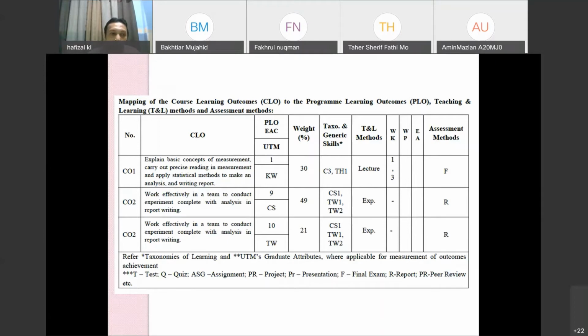And then for CO number 1, which is explain basic concept of measurement, carry out precise reading in measurement, and apply statistical method to make an analysis and writing report. CO number 1 is basically focused on the lecture. I will give a lecture, and the lecture consists of 14 weeks. The content of the lecture is basically the information related to the measurement and the statistical method.